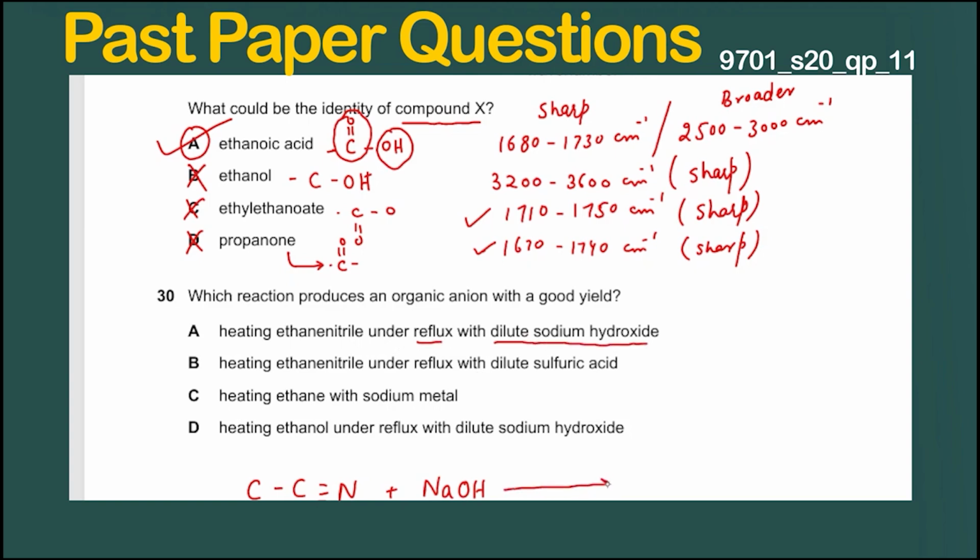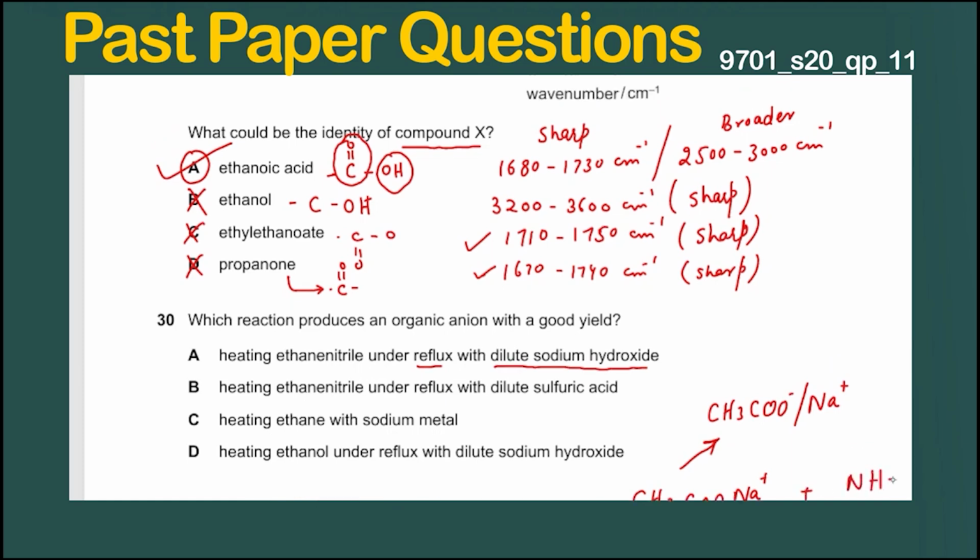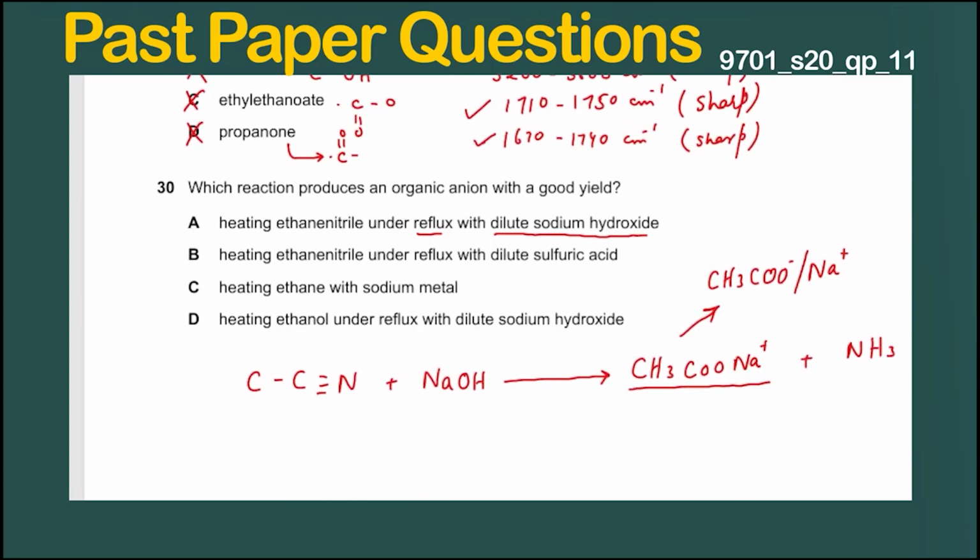Actually here basic hydrolysis is going to happen, so it will give you CH3COONa, which is actually a salt. Salts completely ionize, so it will give you CH3COO negative and Na positive ion along with the ammonia. So we are getting this salt and this ion in it.